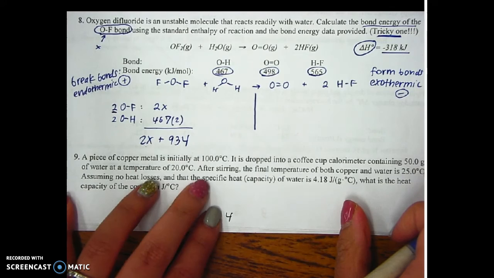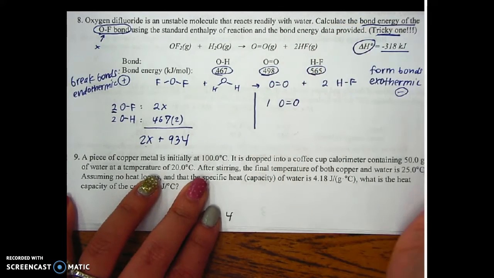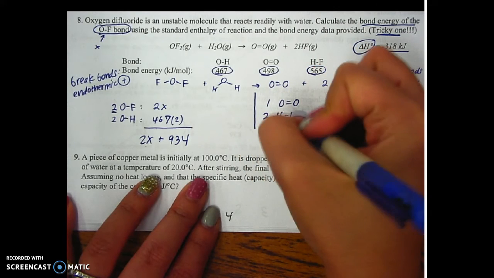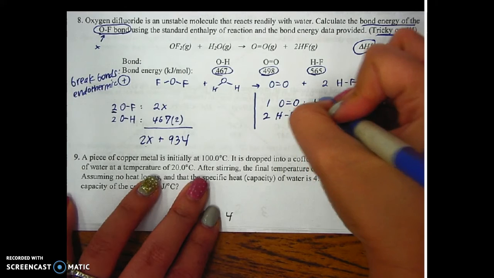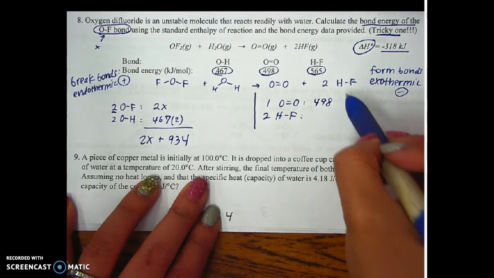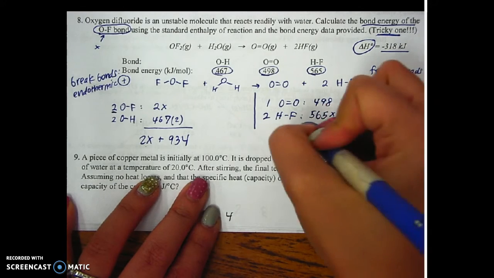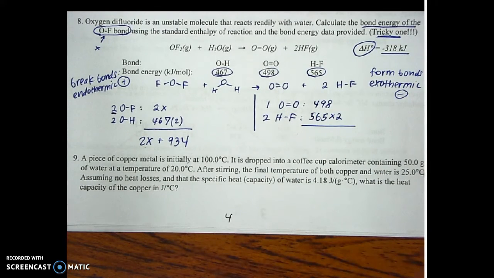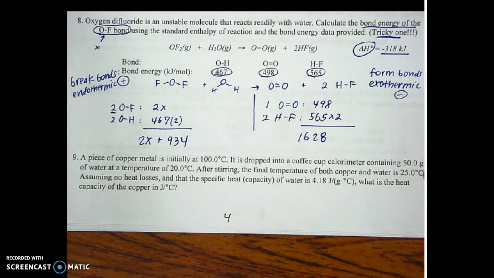Okay. On the product side, you guys have 1 of these oxygen double bonds, and we have 2 of these hydrogen fluorine bonds. So the oxygen double bond is 498. The hydrogen fluorine bond is 565 times 2. Okay, so we're going to go through and add them all up. 498 plus 565 times 2. And you wind up with 1,628 for this side here.